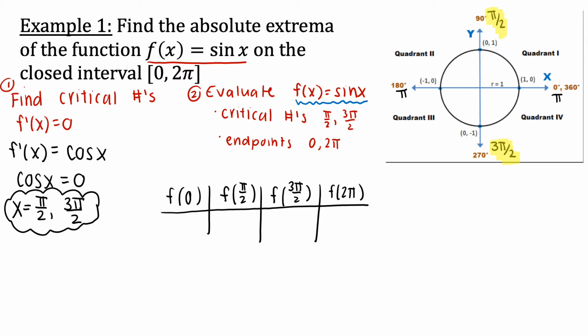So just to reiterate, we have our critical numbers here in the middle, and then our endpoints, and we are plugging all of those into our original function f of x equals sine of x. So now we just get to evaluate. So let's look at f of 0, which is just sine of 0 using our unit circle. Sine is our y value.